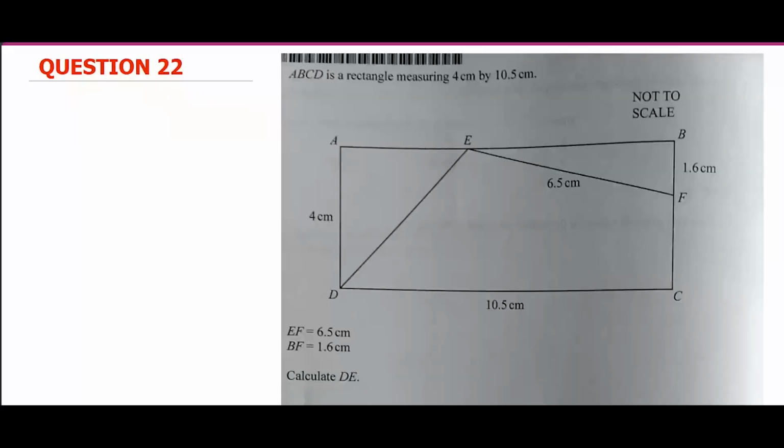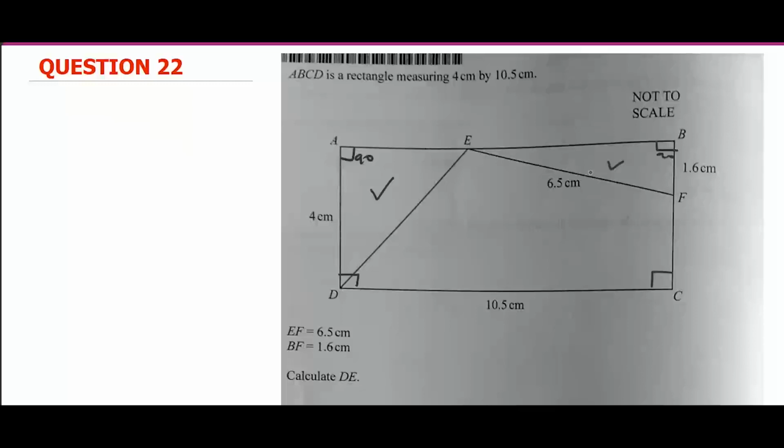That is 22. We are given this diagram. ABCD is a rectangle measuring 4 centimeters by 10.5 centimeters. This place will be 90 degrees, this place will also be 90 degrees, this place too, and here too. So that means we can make use of Pythagoras theorem here and here. We have to find DE.